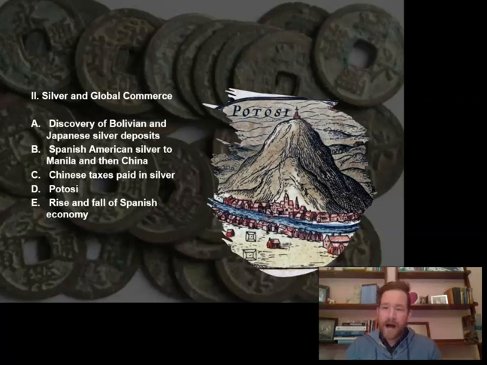Now, one of the reasons why silver was in such demand in Asia was because of China. A government decree declared that a centralized tax would be paid in silver. And so China started to suck up the world's silver, so much so that it became known as the world's silver sink. But that production of silver came with a cost.